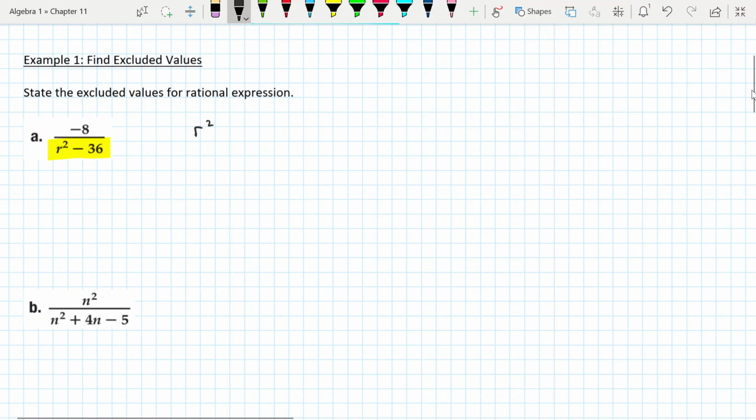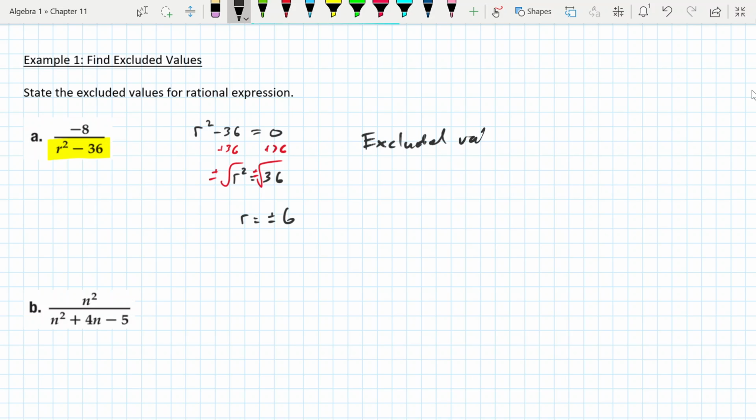Here we have r squared minus 36, and I'm going to set it equal to 0, and I'm going to solve for r. Now you could factor this. I'm going to actually add 36 to both sides. R squared equals 36. Take the square root, and here's the important part. For this one, because we're not solving radical equations anymore, I do care about the positive and negative version of this. So r is positive and negative 6, which means the excluded values are 6 and negative 6.